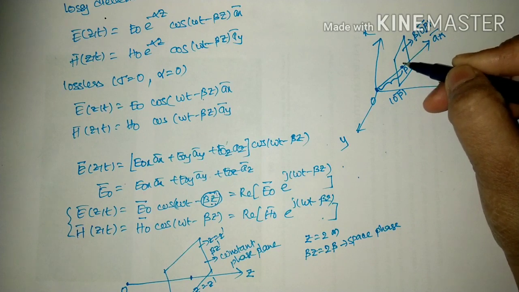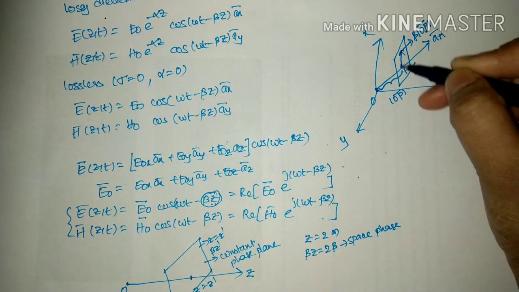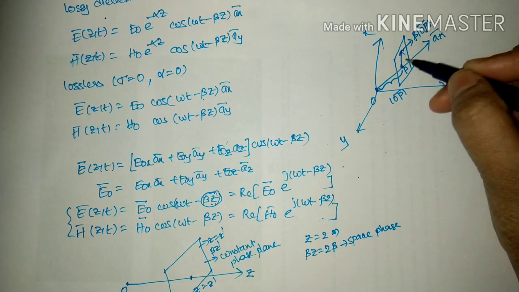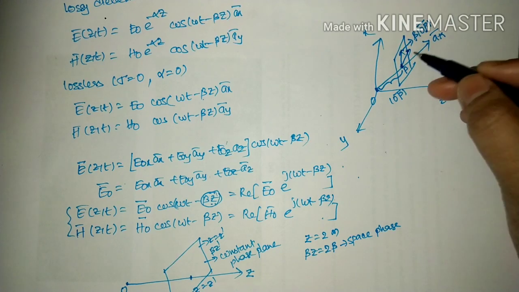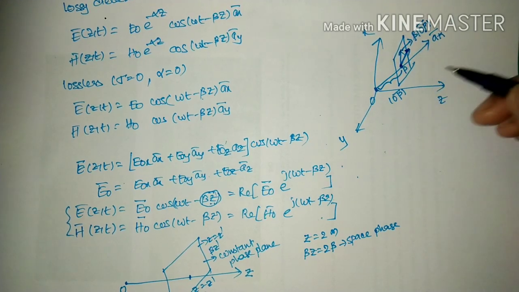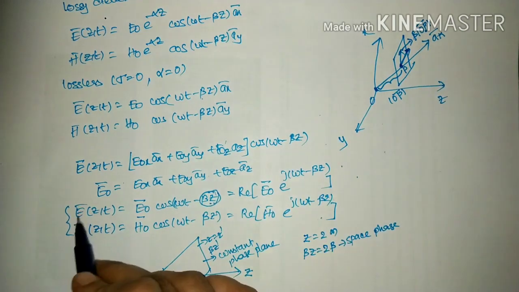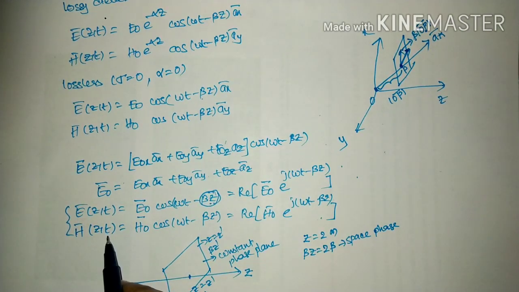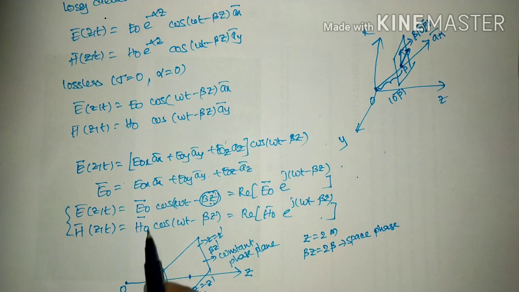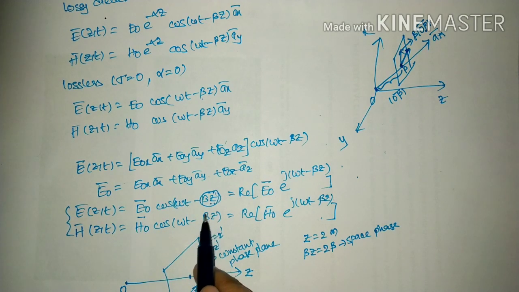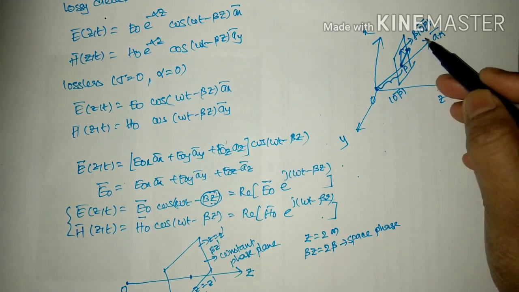The electric field may be oriented in any direction. It may be oriented in this plane or in any other direction. If you know the direction of the electric field along with the phase variation as the wave is propagating, you can represent the electric field. Similarly, you can represent the magnetic field also if you know the orientation of the magnetic field and how its phase is changing as the wave is traveling along this direction.